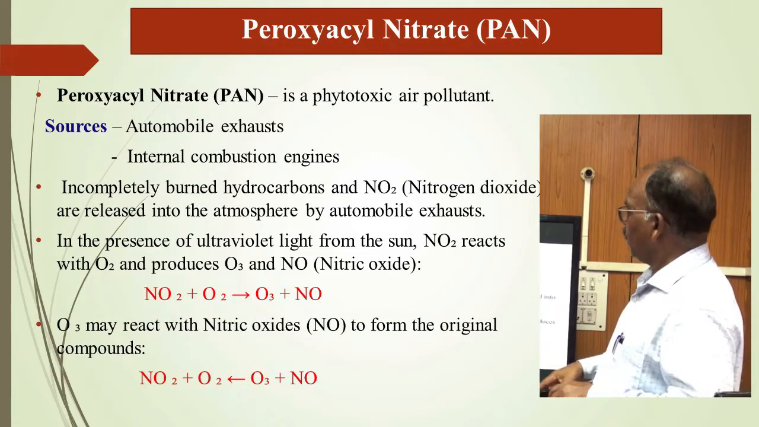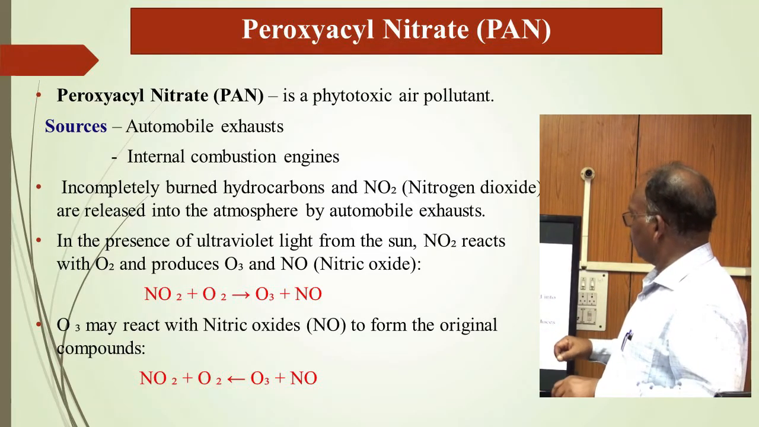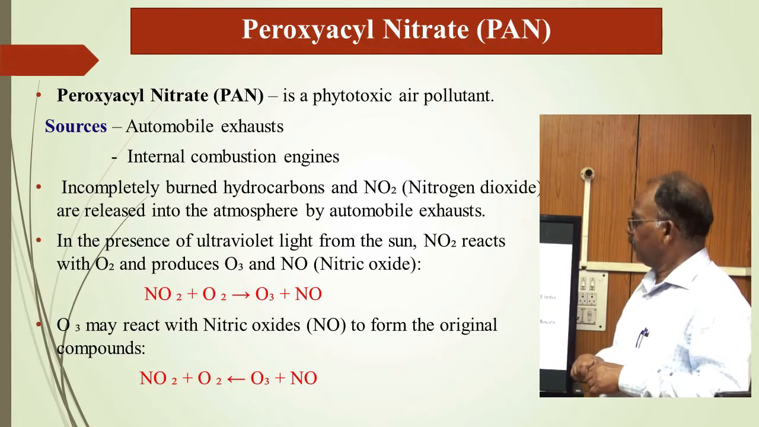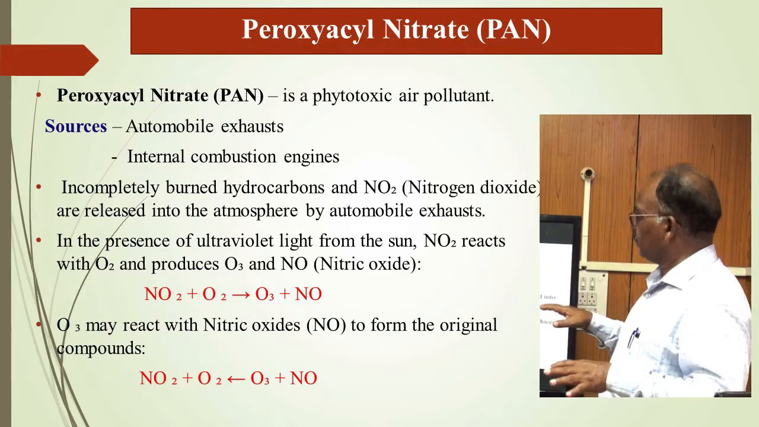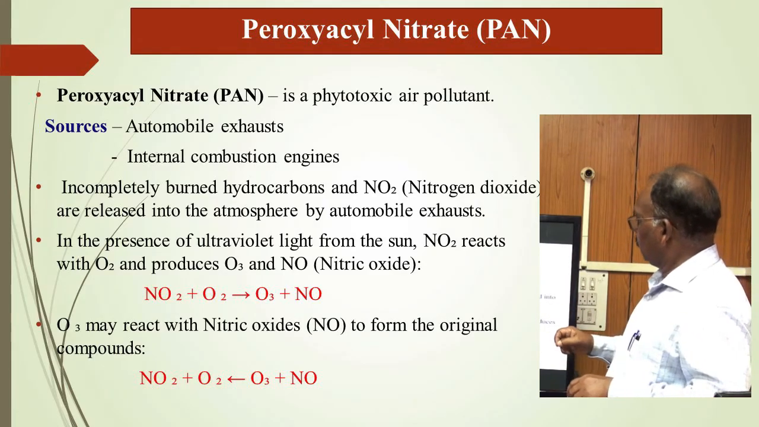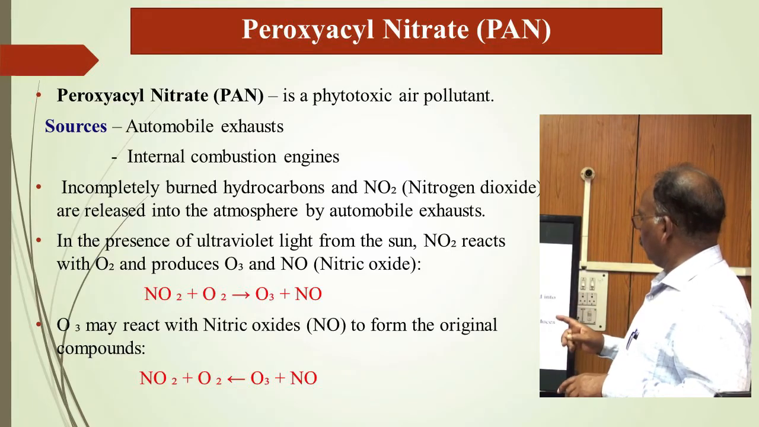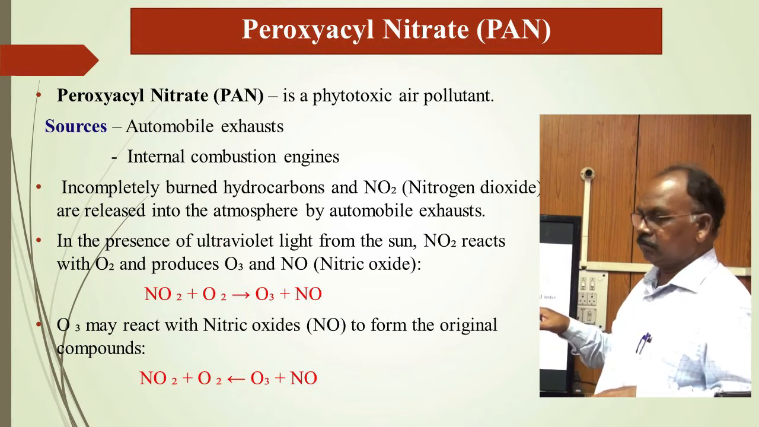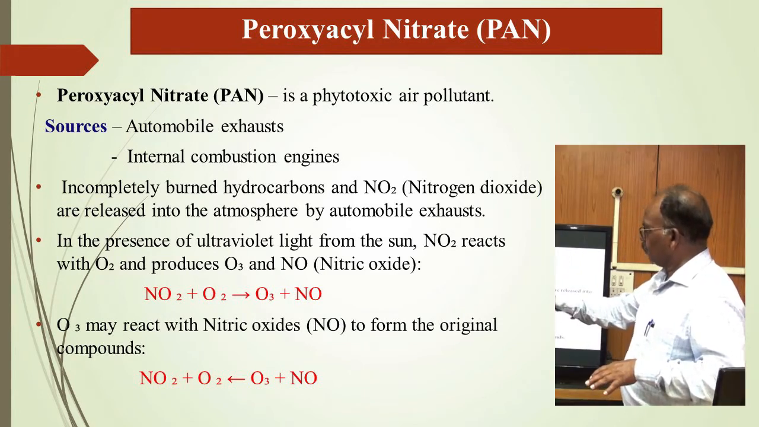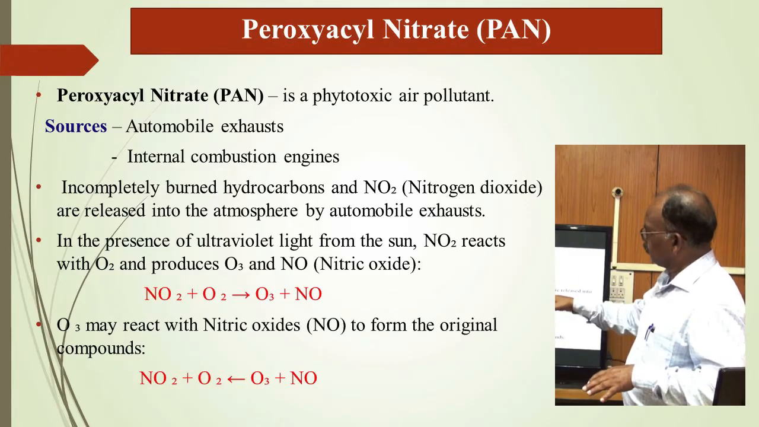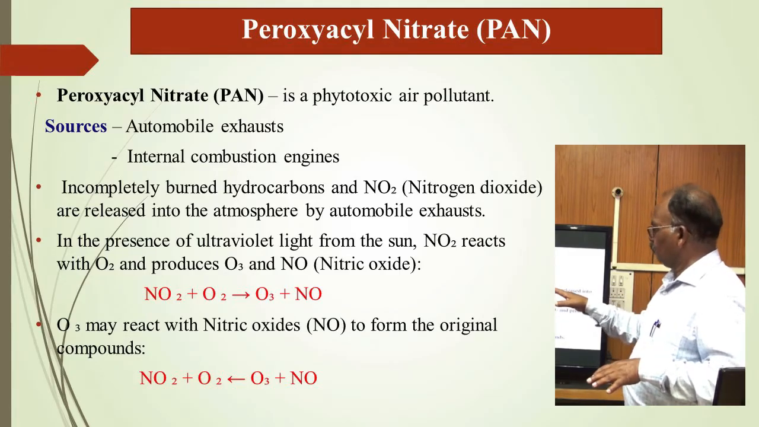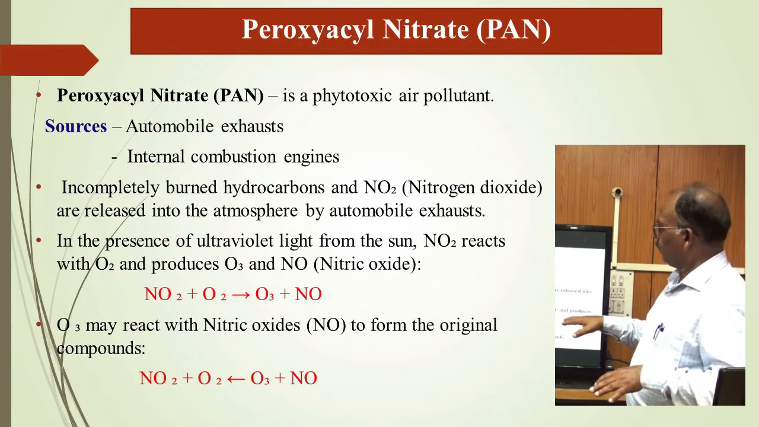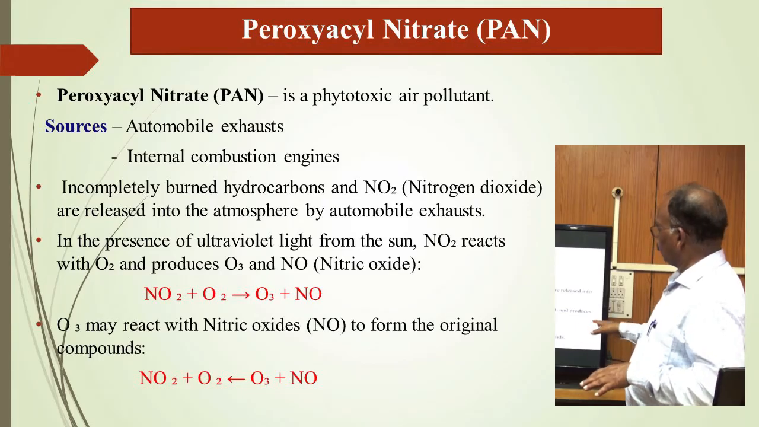Incompletely burned hydrocarbons and nitrogen dioxide are released into the atmosphere by automobile exhaust. In the presence of ultraviolet light from the sun, nitrogen dioxide reacts with oxygen and produces ozone and nitric oxide. Here you can see NO2 plus O2 produces O3, that is ozone, and NO, nitric oxide. O3 may react with nitric oxide to form the original compounds.